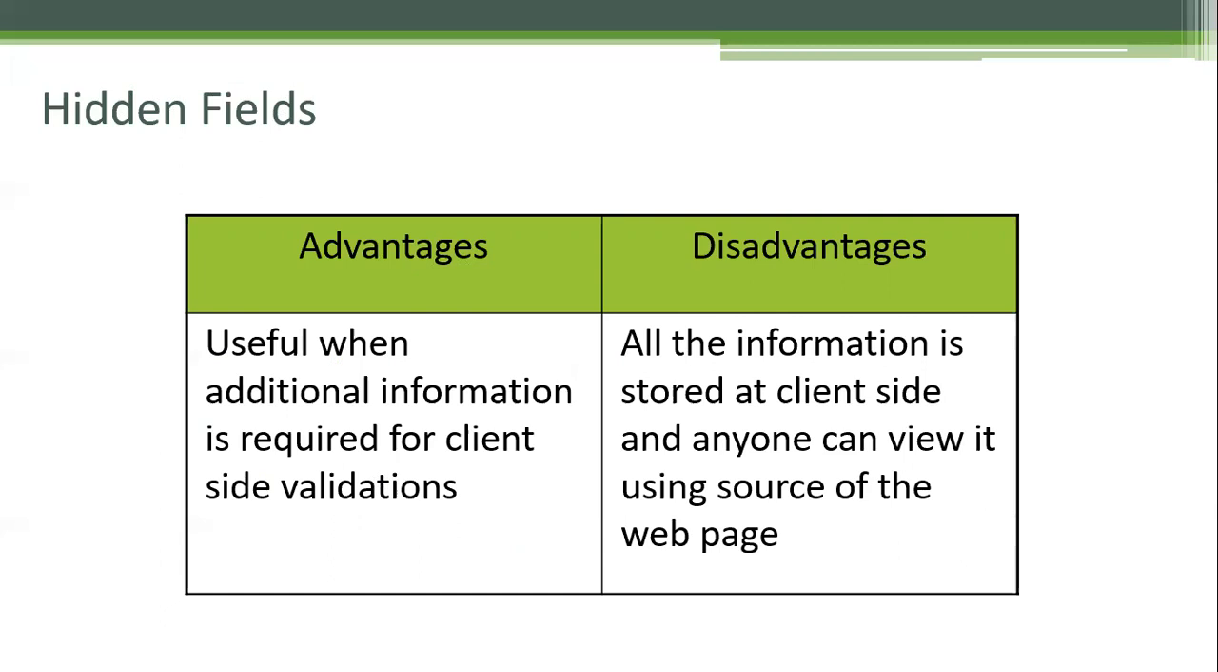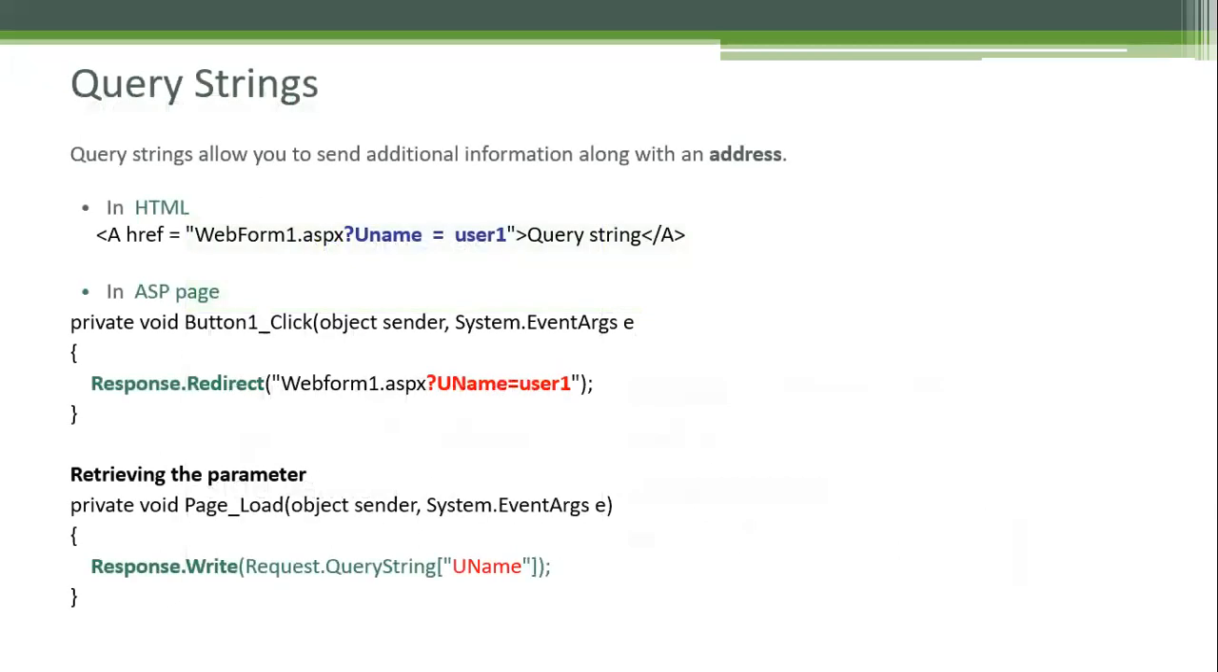Disadvantages: all the information is stored at the client side and anyone can view it using the source of the web page. By right clicking, we can view that information even though it is a secret value. It's plain text, we can easily view that. So we don't use view state and hidden fields much. The most widely used, and our focus, are query strings, cookies, and then application and session.